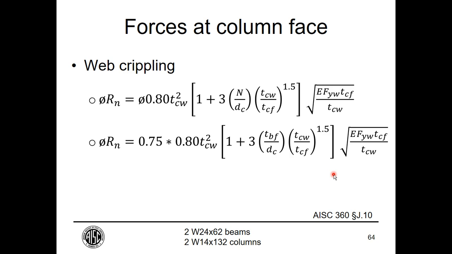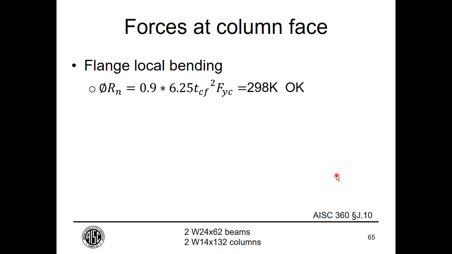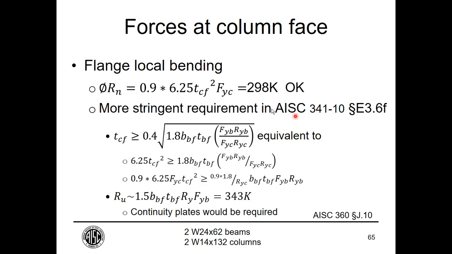We check web crippling. Web crippling works out okay. We check flange local bending. Here's the equation for flange local bending. That turns out okay. In AISC 341-2010, something that was deleted in 2016, we have this additional requirement for the minimum column flange thickness. If you back solve, it's pretty close to having an applied load equal to 1.5 times Ry Fy times the area of the flange. And that would be an applied load of 343 kips, and so it doesn't work out.